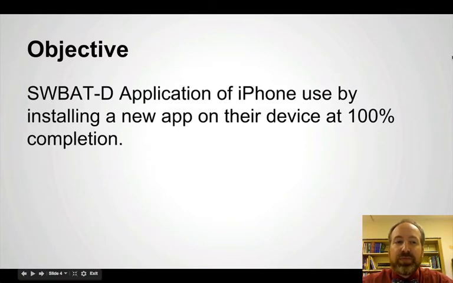So here's an example. The specific objective for my imaginary lesson is: student will be able to demonstrate application of iPhone use by installing a new app on their device at 100% completion. Now I'm assuming that this is in a classroom where we have mobile learning devices, and the mobile learning device that we've been able to acquire is an iPhone, probably the iPhone 5C.